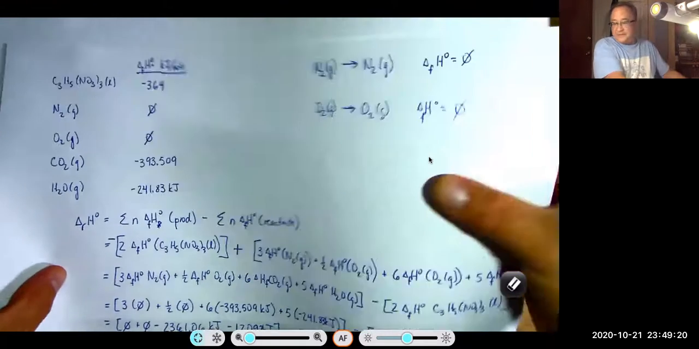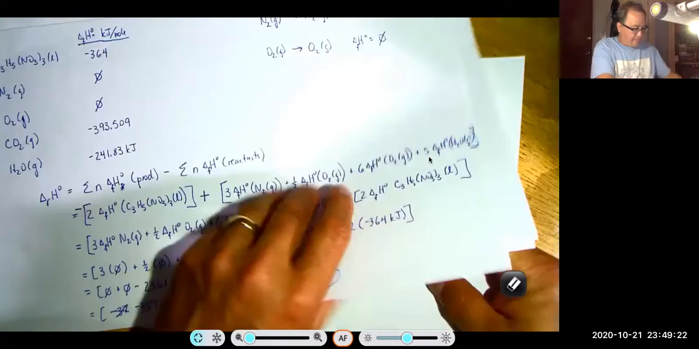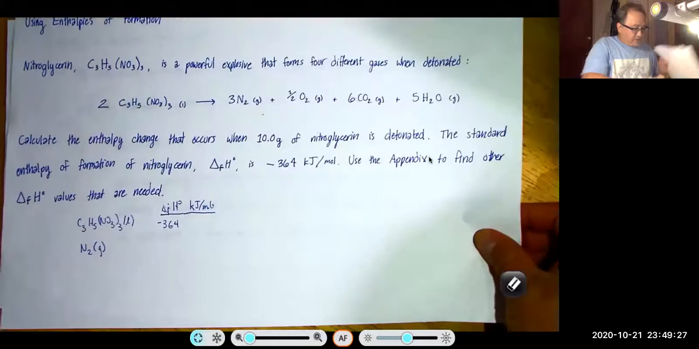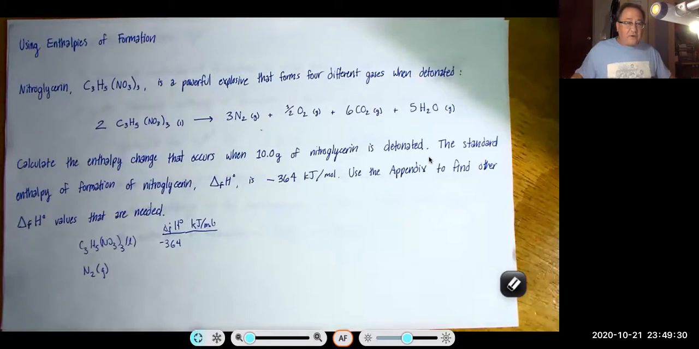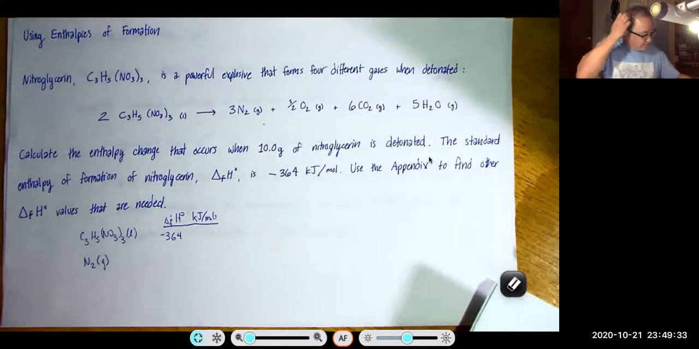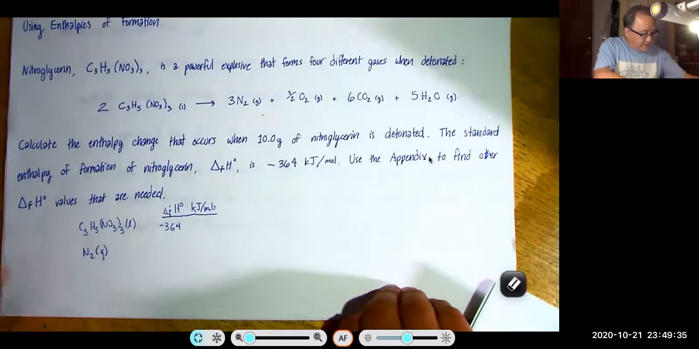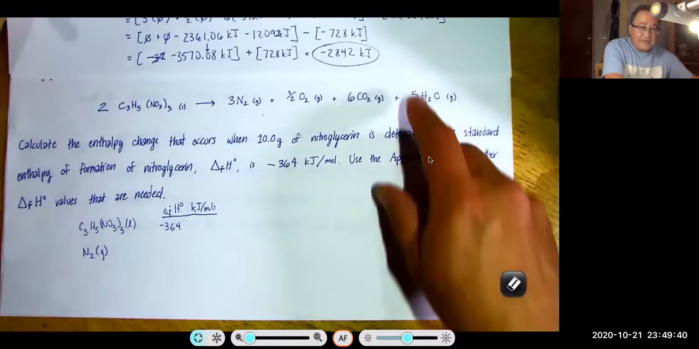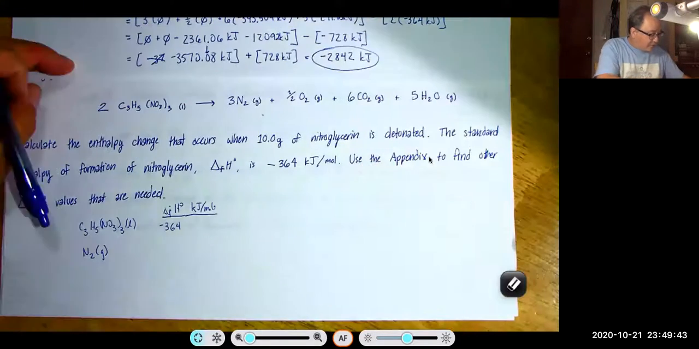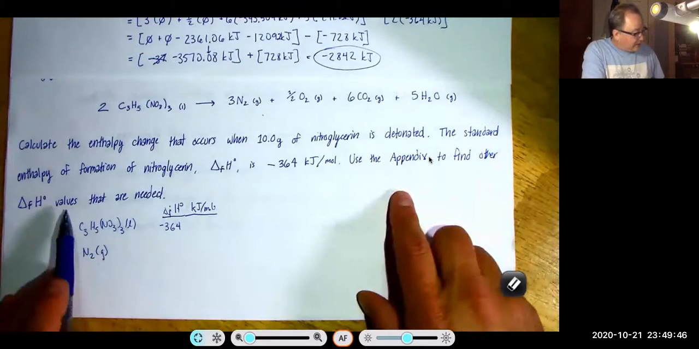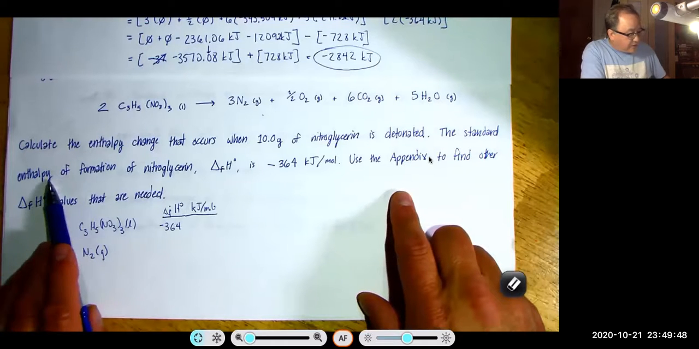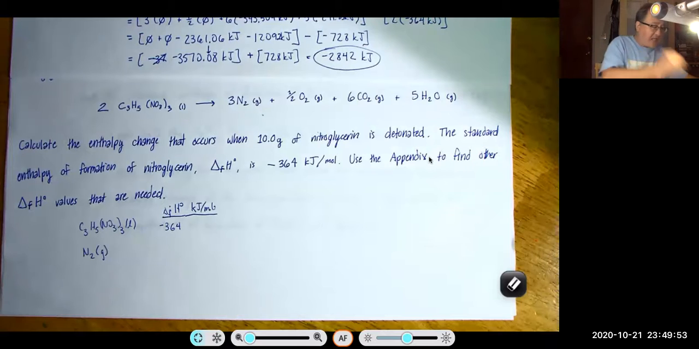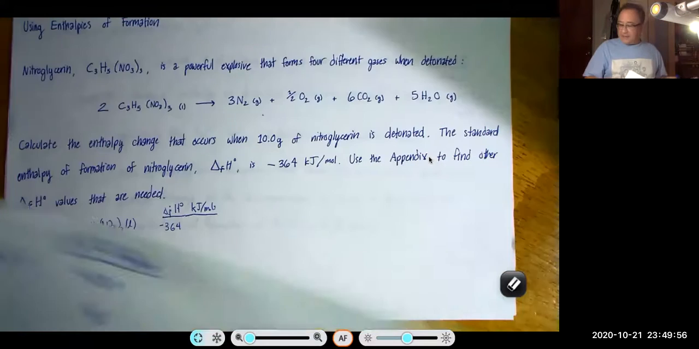Let's see if I can find it. So that's the amount of energy for this reaction. So now we can write down, well, we don't want to write that down. This is the amount of energy change. And now we're supposed to calculate the standard change that occurs when 10 grams of nitroglycerin is used. All right, so let's calculate that now.